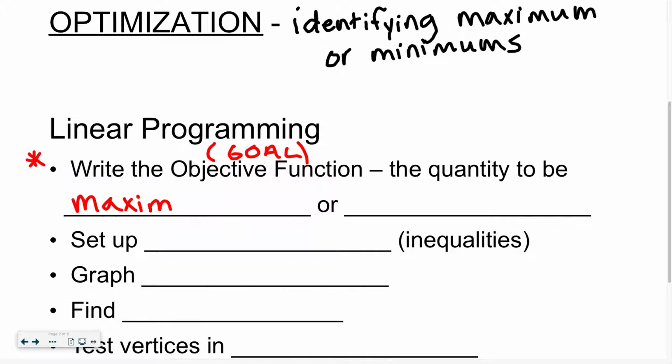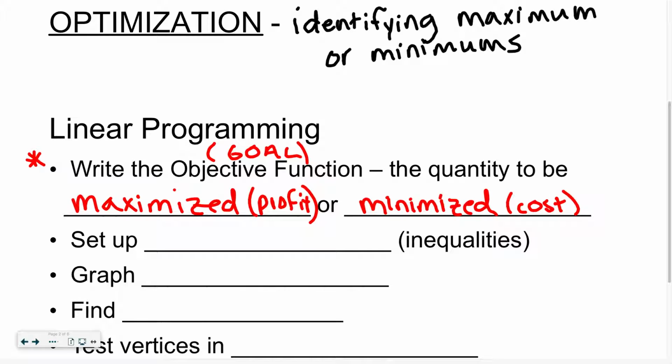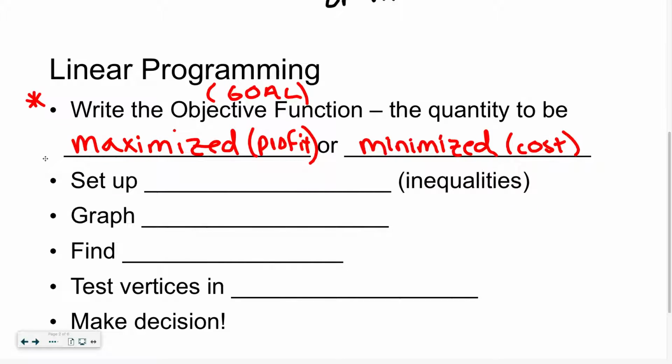So the quantity to be maximized, which would often be profit, or minimized, which would often be cost. So that's going to be brand new. We'll kind of see that. You'll be able to kind of tell what it is when you read the problem because it will give you either information about costs or profits.